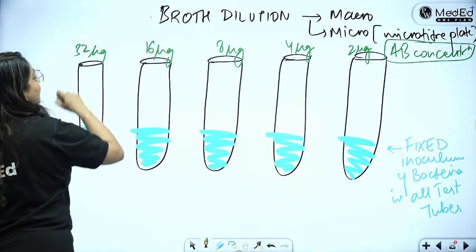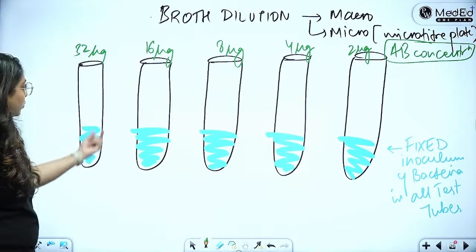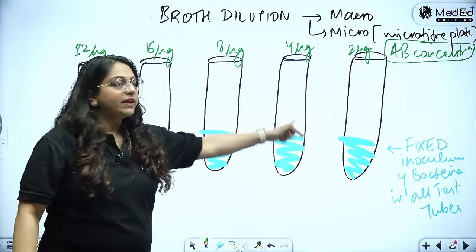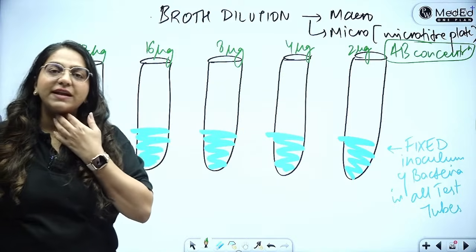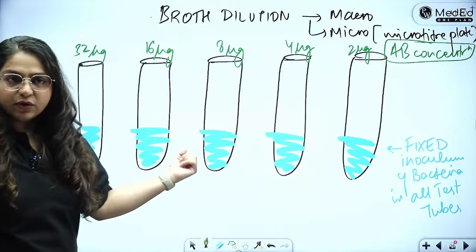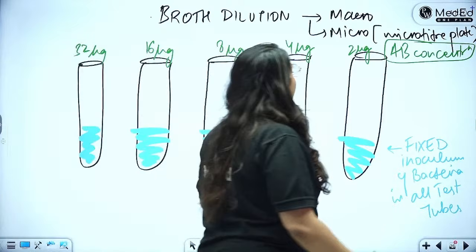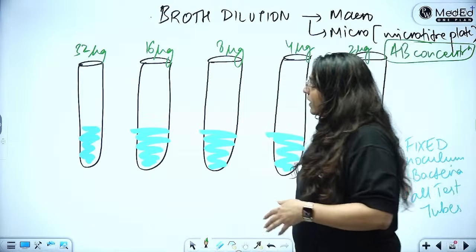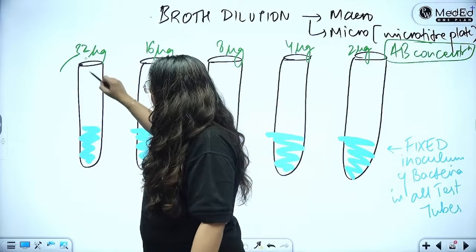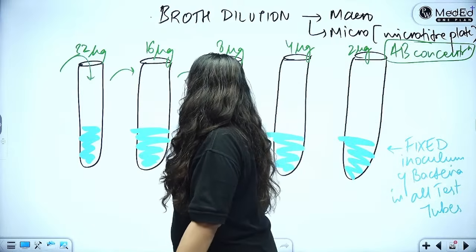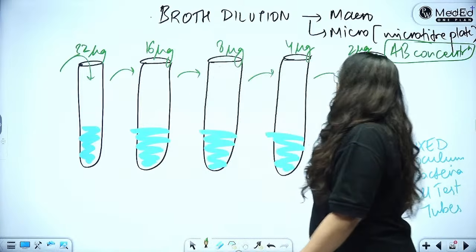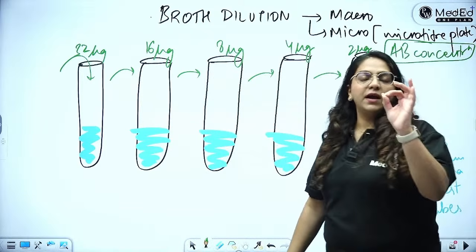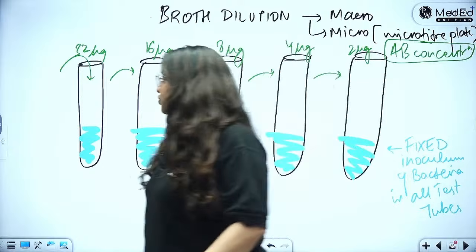So either what I can do is I can take 32 in this and keep on diluting, giving me serial dilutions of antibiotic, or I can keep increasing the concentration. It is more difficult to add 2 micrograms of antibiotic. It is easier to add 32 micrograms. So I can add 32 micrograms and then I can keep serially diluting the broths in order to achieve the perfect amount of dilutions of antibiotic.